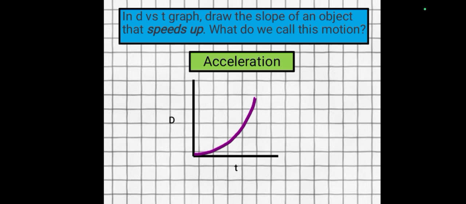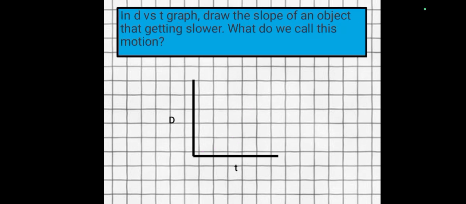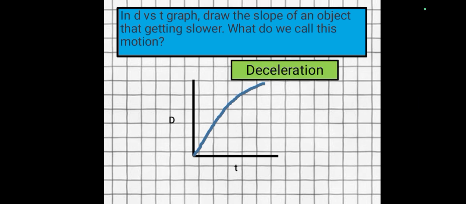So this suggests that this one covers more time compared to the slope that's getting faster. That means it covers more time as it bends towards the x-axis. And what do you call this object that is getting slower? Okay, correct. It is called deceleration, or also known as negative acceleration.